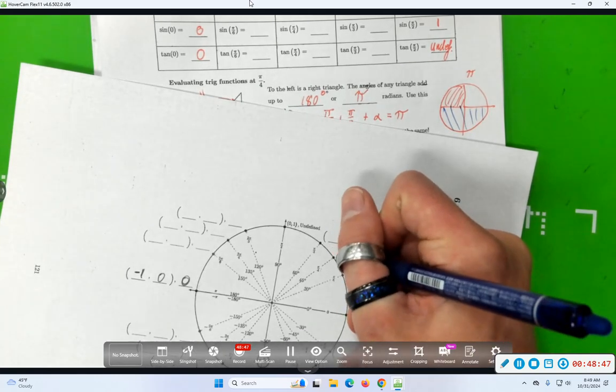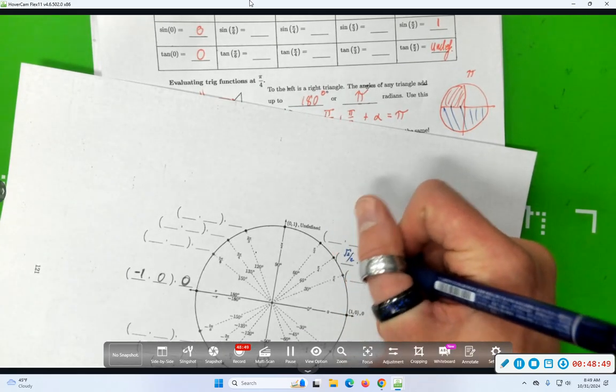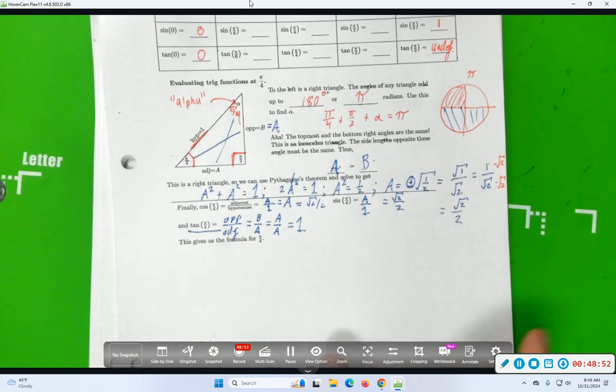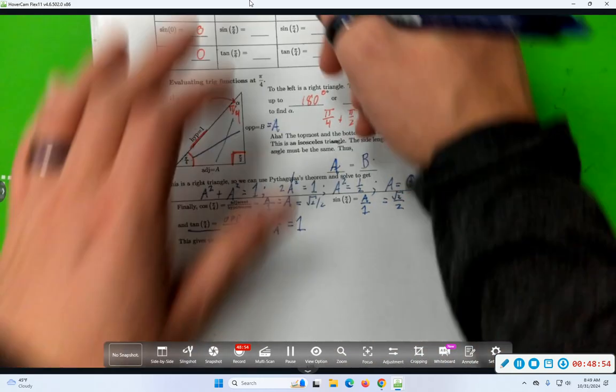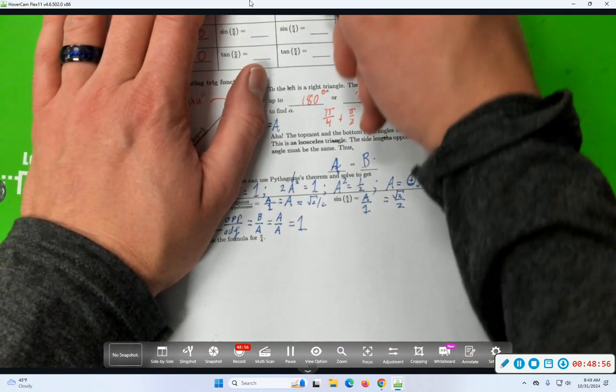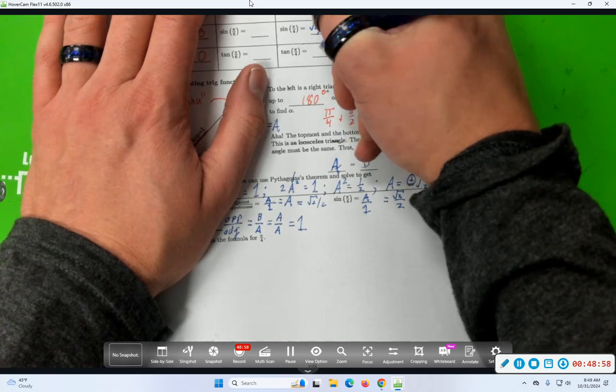Root 2 over 2, root 2 over 2. Looks like I'm running, fill in these blanks. Root 2 over 2, root 2 over 2, 1.